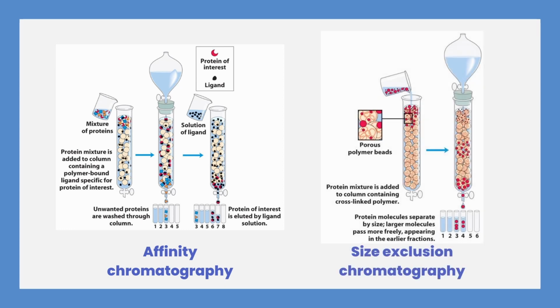Size exclusion chromatography separates molecules based on their size by filtration through a gel, which occurs when molecules of different sizes are included or excluded from the pores within the matrix.